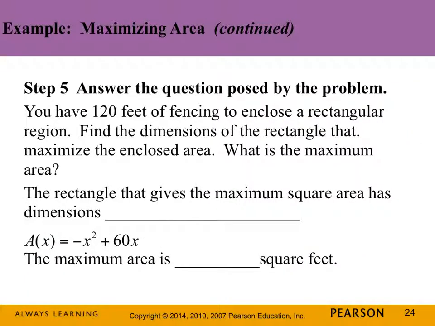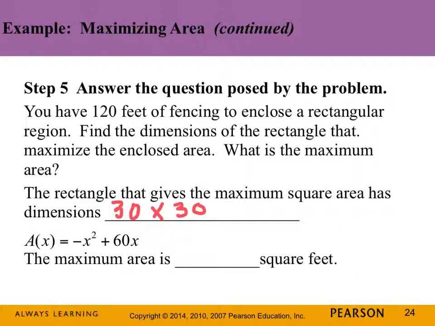Step 5, we're going to finally answer the question posed by the problem. You have 120 feet of fencing to enclose a rectangular region. Find the dimensions of the rectangle that's going to maximize the area and what's going to be the maximum area. The rectangle that gives the maximum area has dimensions of, well, we got an x of 30 feet. Well, if the length is 30 feet, then the width also has to be 30 feet, because 2 lengths plus 2 widths, each are 30, would give you the 120 feet of fencing. So the rectangle is a 30 by 30.